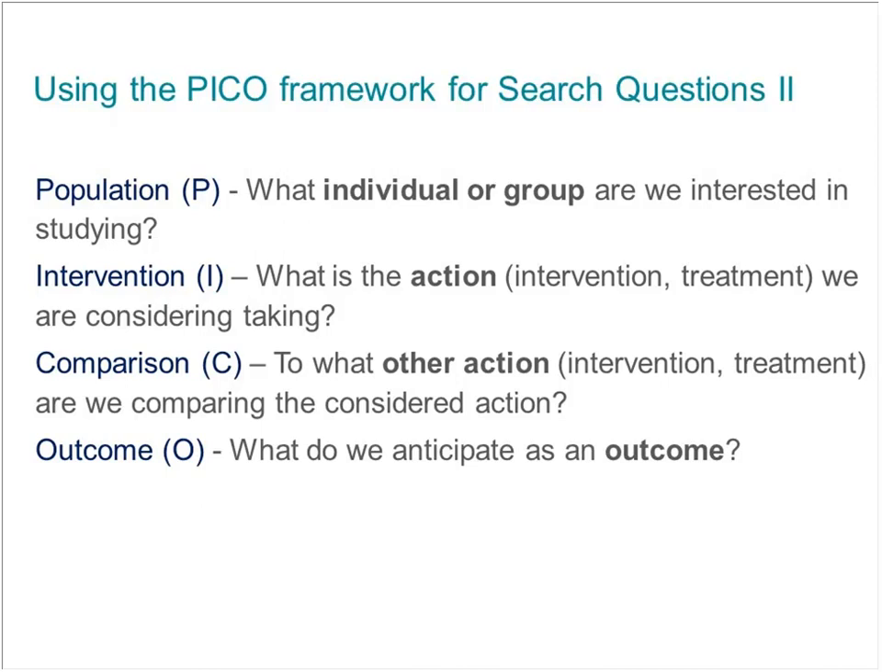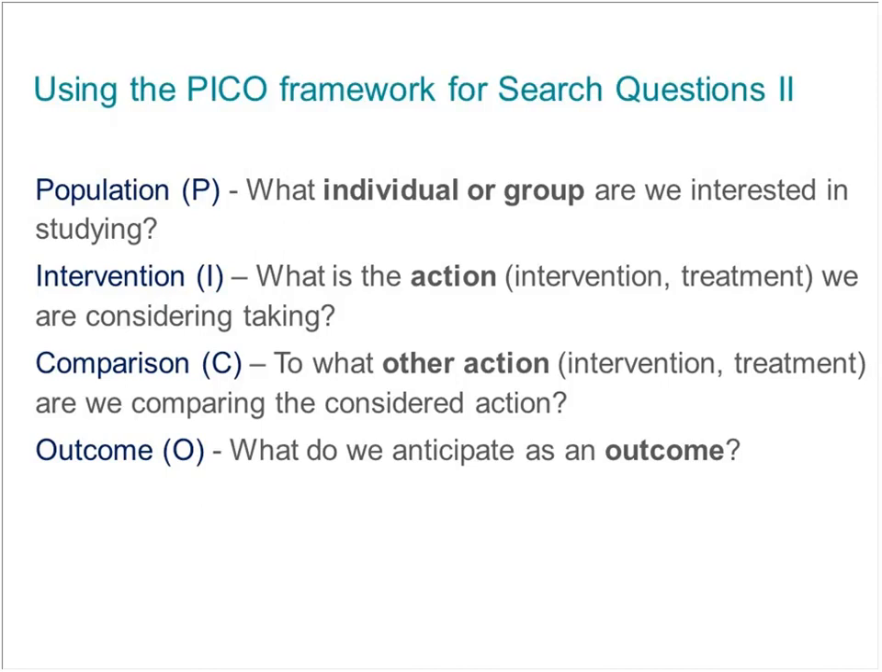And then there's the outcome. So what do we anticipate as an outcome? This is all in relation to a clinical or healthcare related question. So it could be pain control, quality of life, or helping someone quit smoking, etc. So there are a number of options there. These are the four elements that are available. Now, you may not use all four elements in your search strategy, depending on the nature of the question.